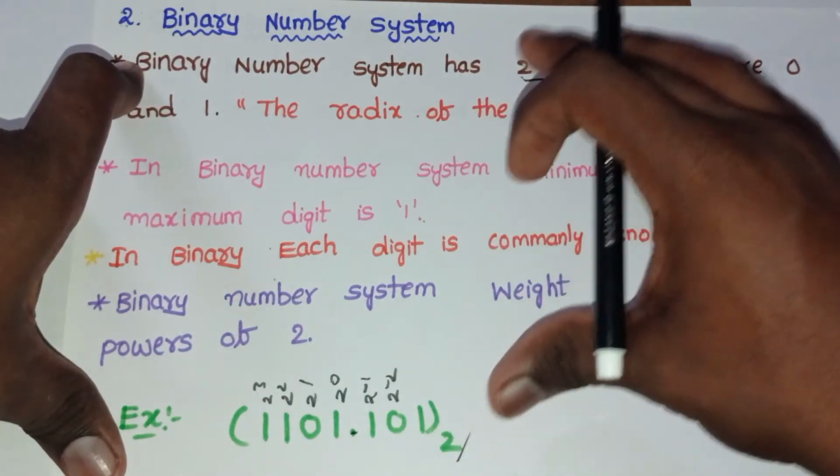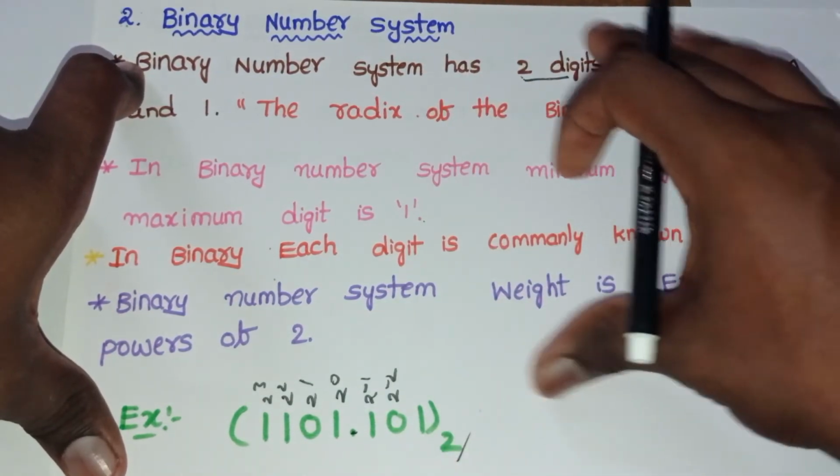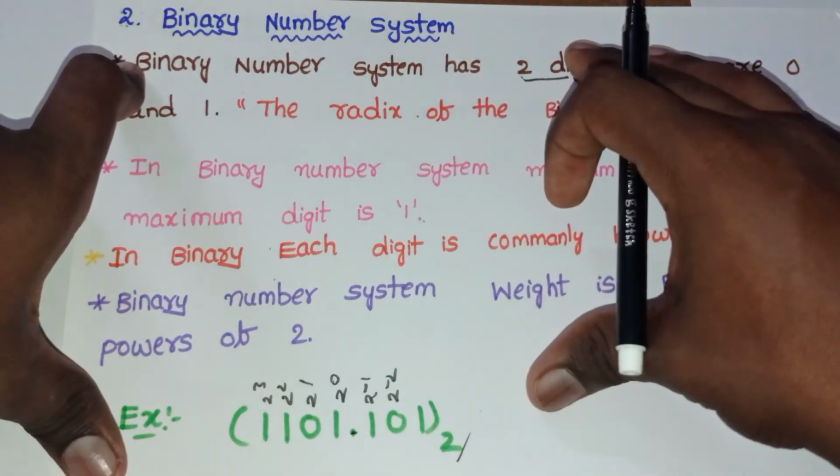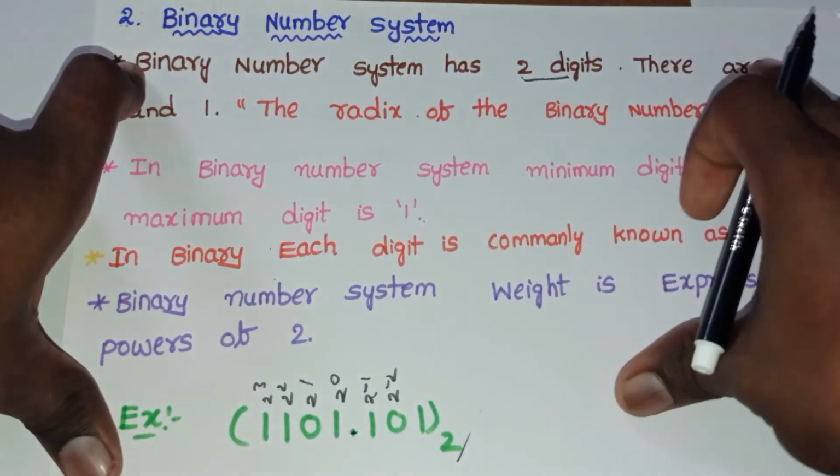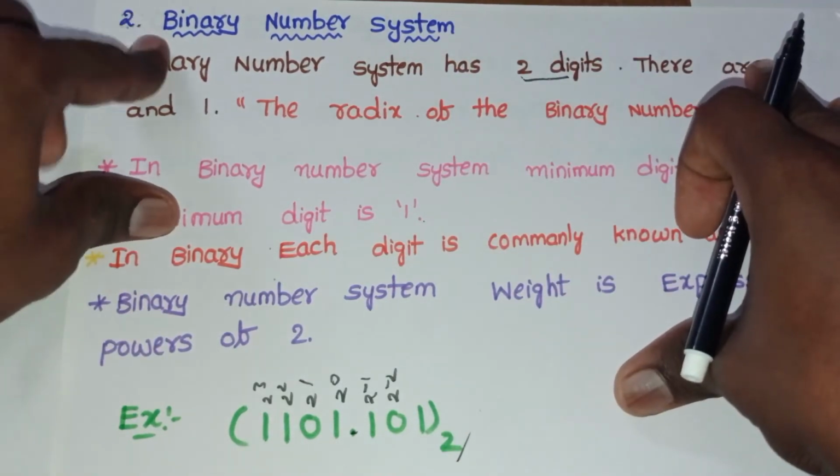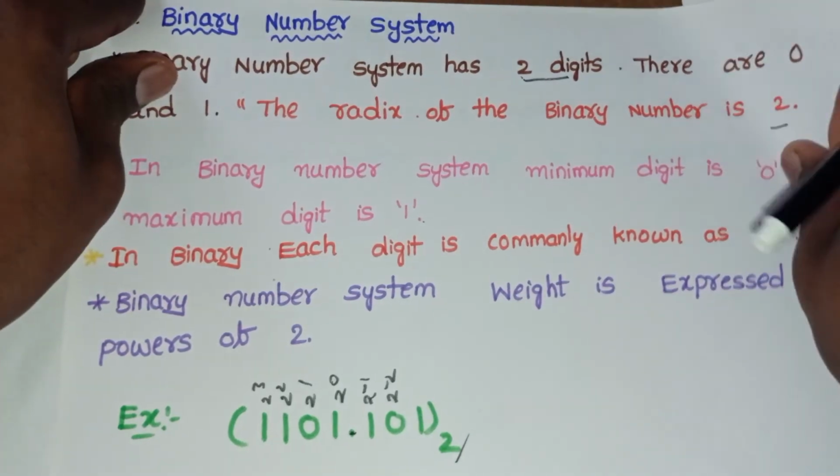Binary number systems are used in computers. This is also known as machine language. Okay, now let's see what is the octal number system.